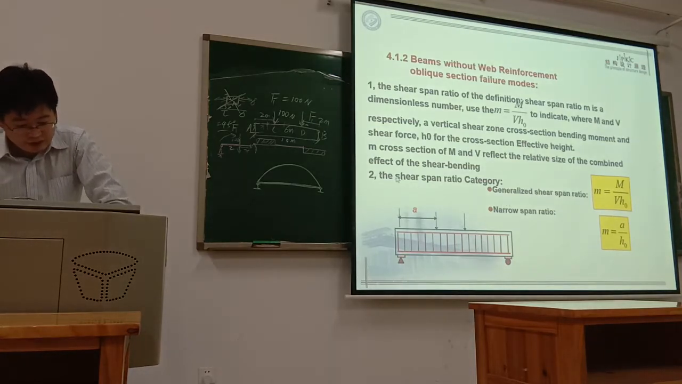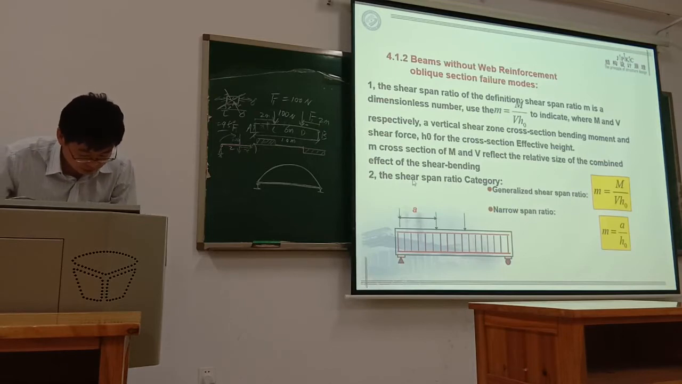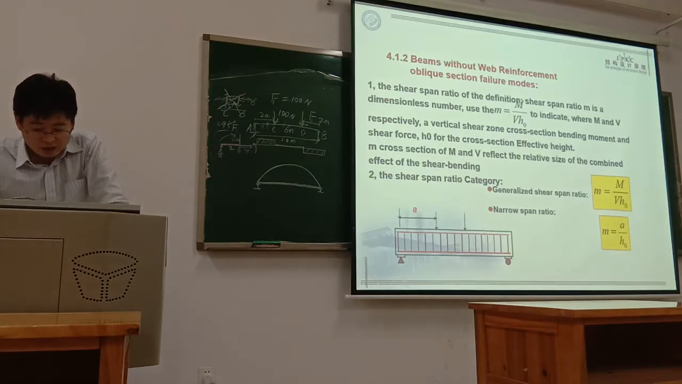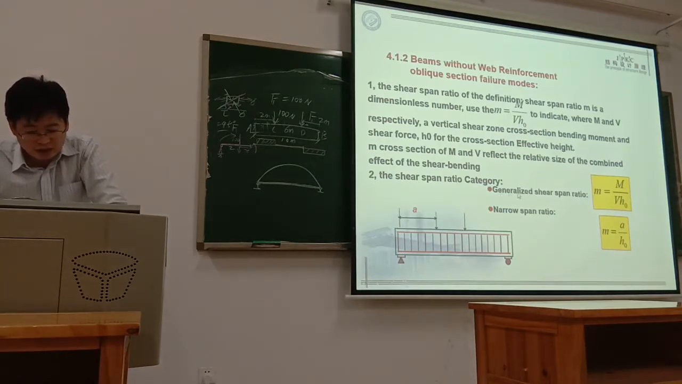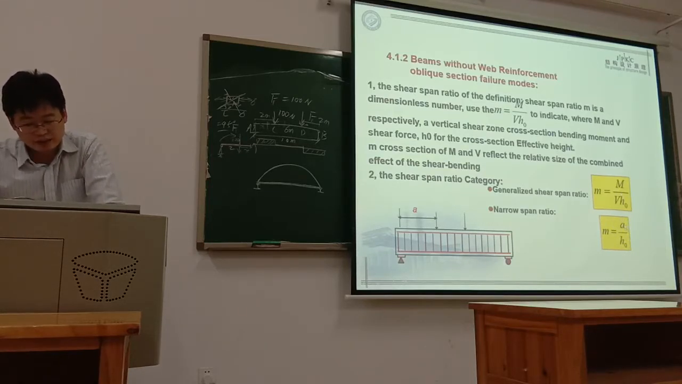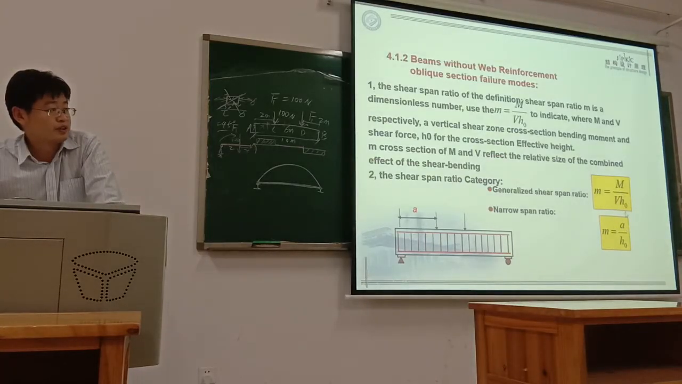So normally in our book we tell two types of shear span ratio: the generalized shear span ratio and the narrow shear span ratio. The narrow span ratio m equals a divided by h0. What's the difference? Generalized a actually means a equals M divided by V, the shear force. So a is the distance from this force to the supporting point.